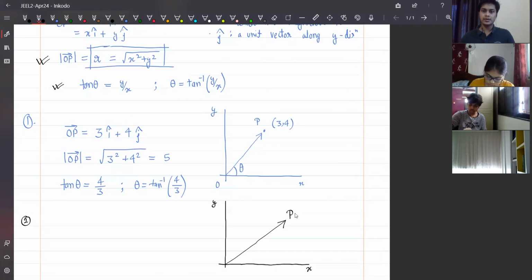So I'm giving you point P, the coordinates of P are given. You have to tell me the OP vector. Then you have to tell me the length of OP vector. Then you have to tell me the angle theta.